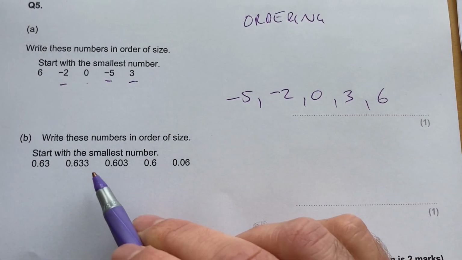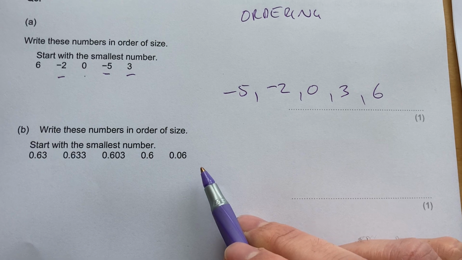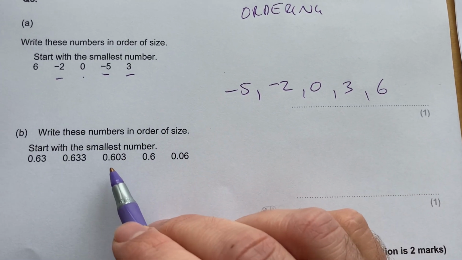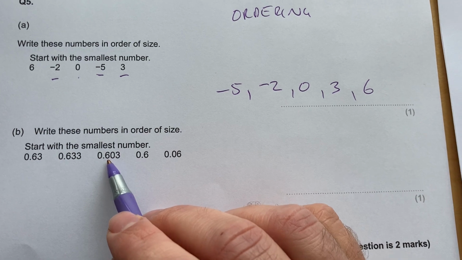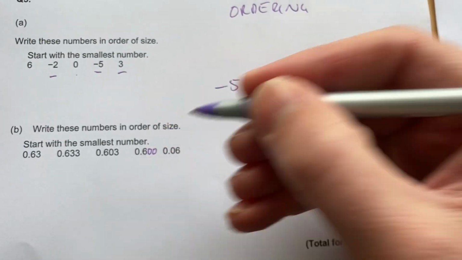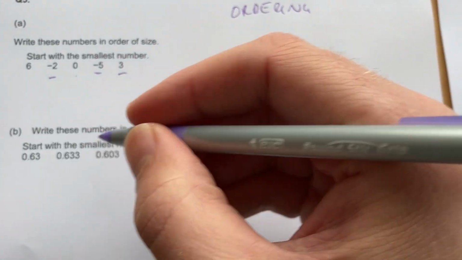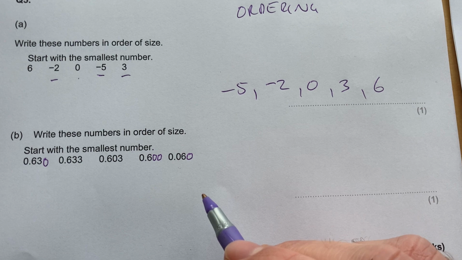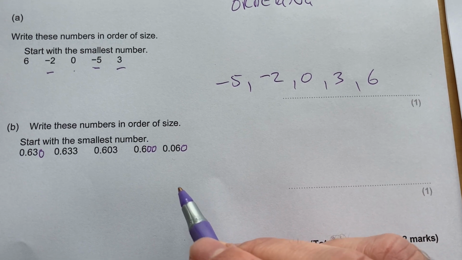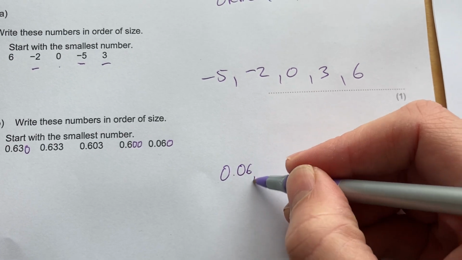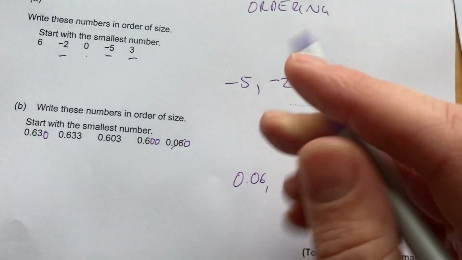Then we have to write these other decimal numbers in order of size and start with the smallest number. Some confusion happens when students think that this is 603 and that's 6. It's not. You've got to put some place values, some place markers, some zeros in there, and then compare them. So the smallest number there would be 0.06. I'll cross it off as I go.